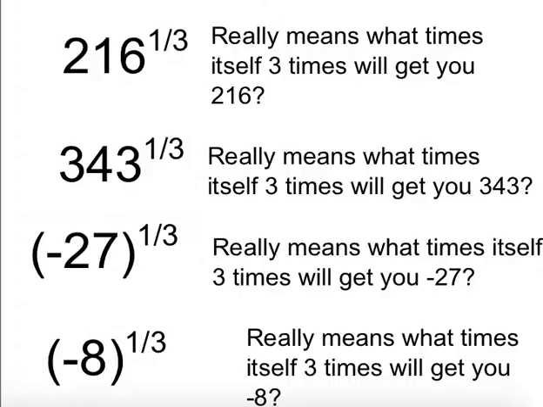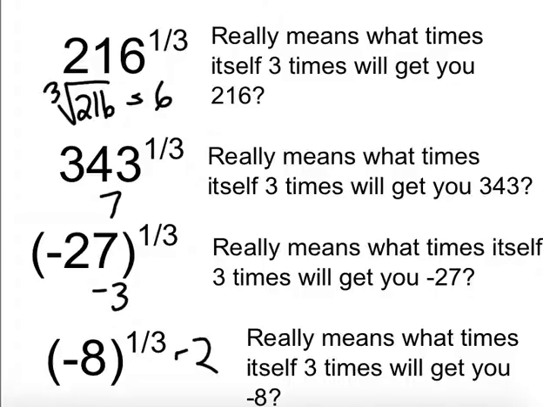216 to the 1/3. What this means is we are doing the cube root of 216. That is the same thing as 216 to the 1/3, which is 6. 343 to the 1/3 is 7. Negative 27 to 1/3 is negative 3. And negative 8 to the 1/3 is negative 2. You can prove all of those on your own.